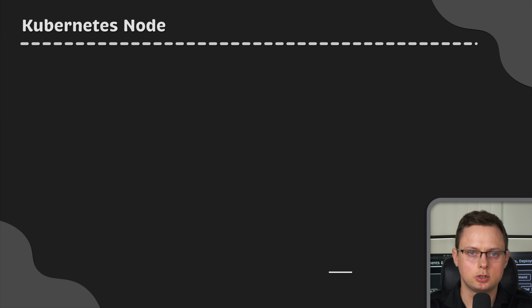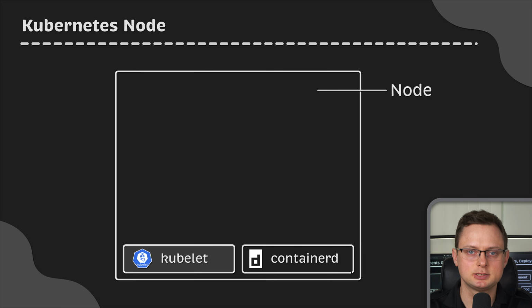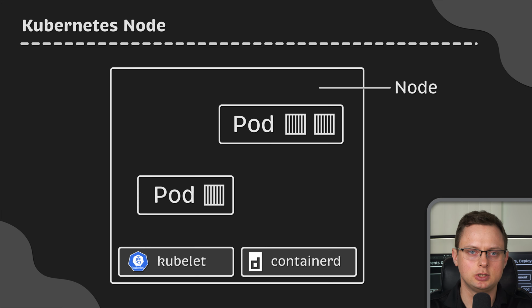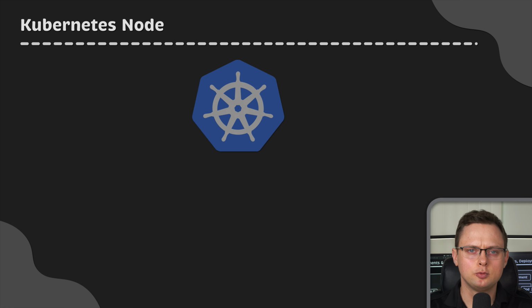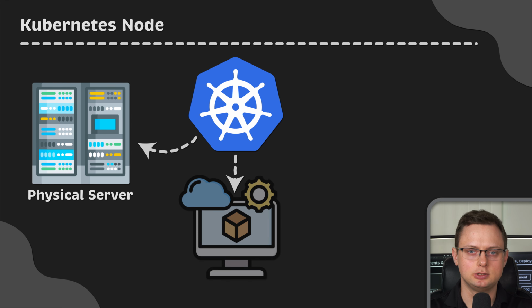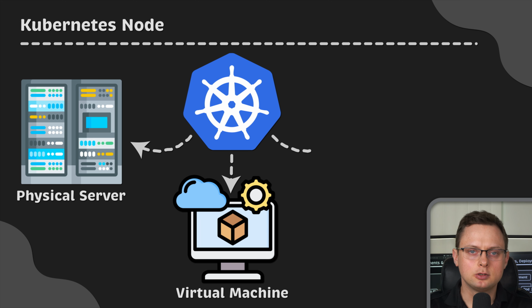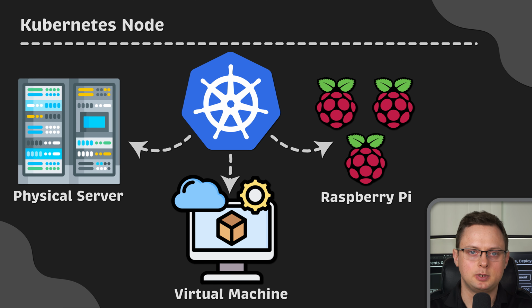Let's start with a node, which is the smallest unit of computing hardware in a Kubernetes cluster. A node is a single machine where your applications run. It could be a physical server in a data center or a virtual machine in a public cloud like AWS or Azure. You can even build Kubernetes from multiple Raspberry Pis.